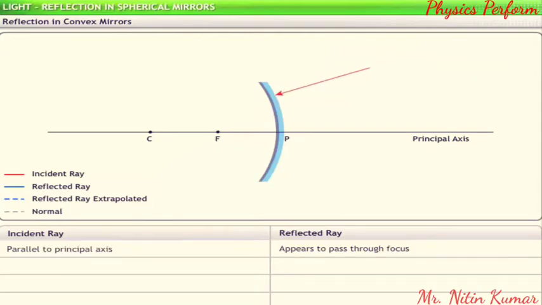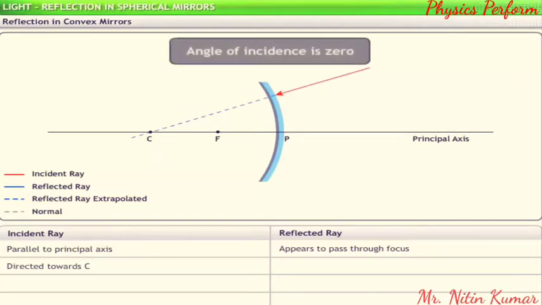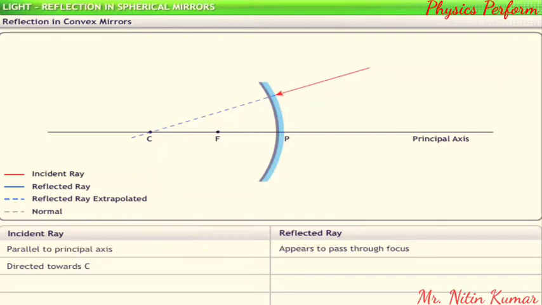In the second case, let us consider incident rays directed towards the center of curvature. Here, the angle of incidence is 0. Hence, the angle of reflection too is 0. Thus, the reflected rays retrace the path of the incident rays, and appear to pass through the center of curvature. This enables the driver to see the parking meter on the other side of the road.